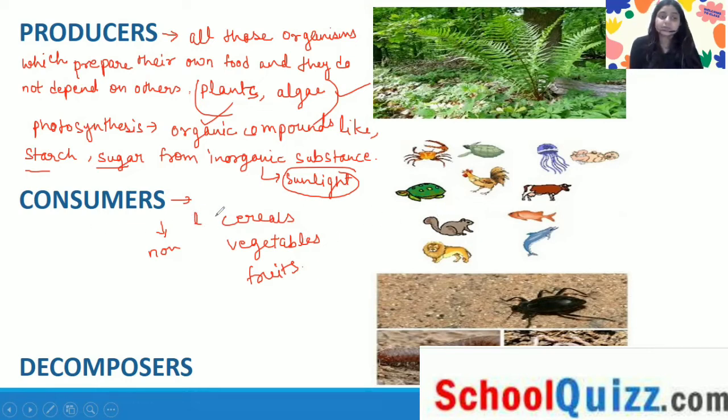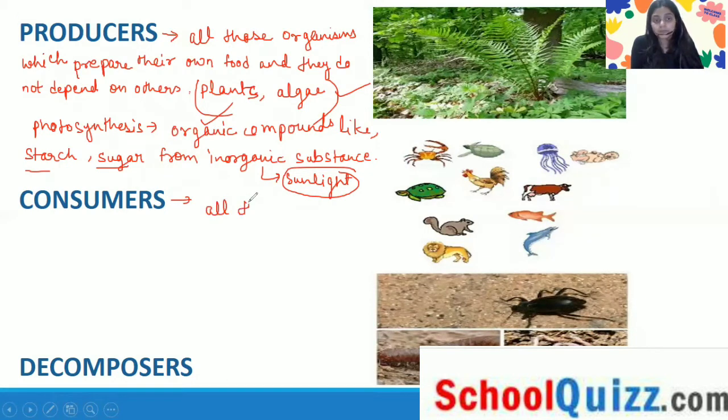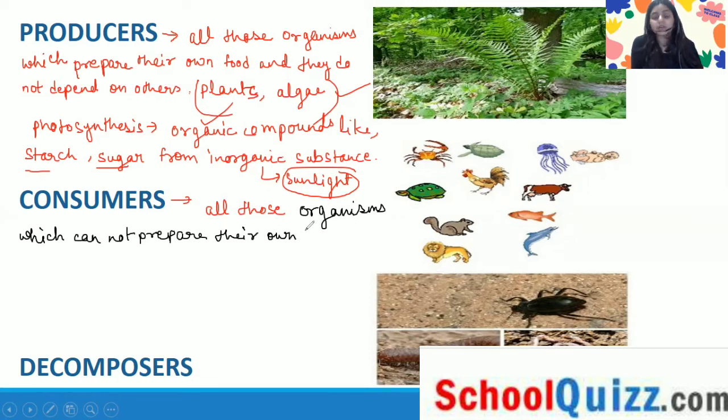So the definition of consumers will be: all those organisms which cannot prepare their own food and depend on others. Okay, so they are the consumers.